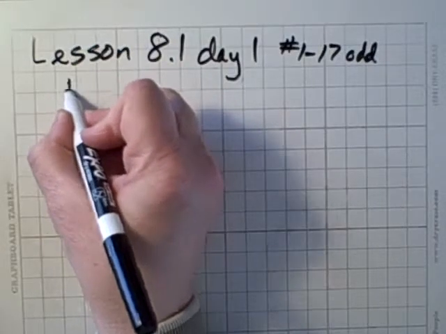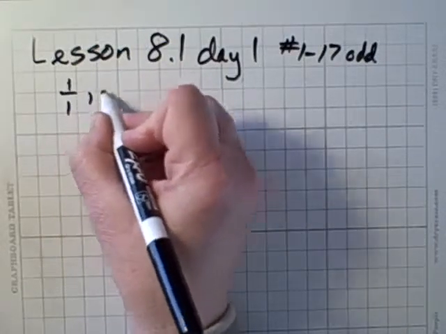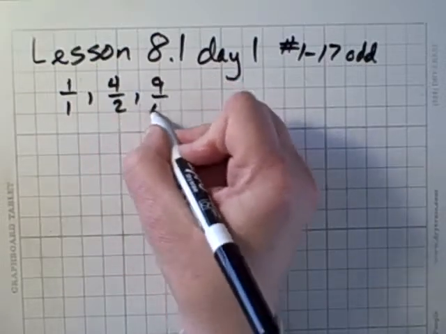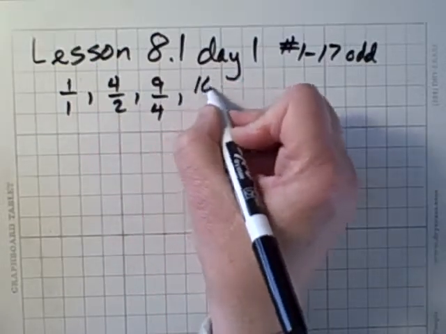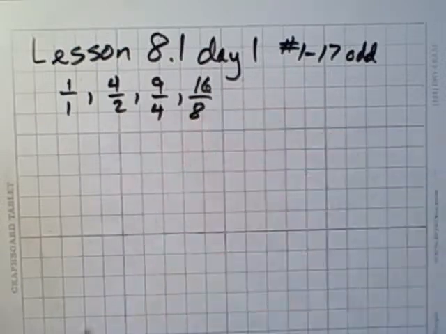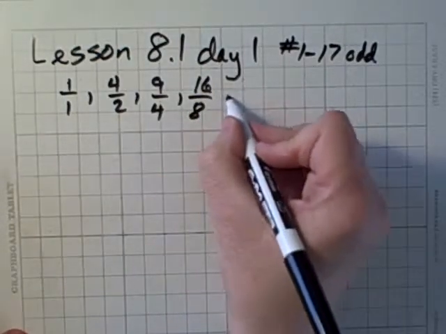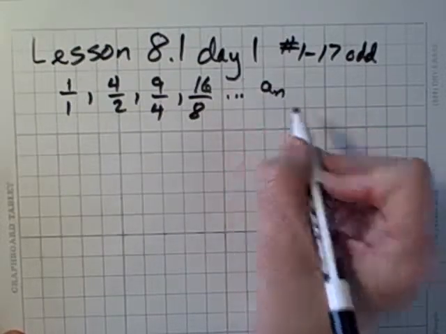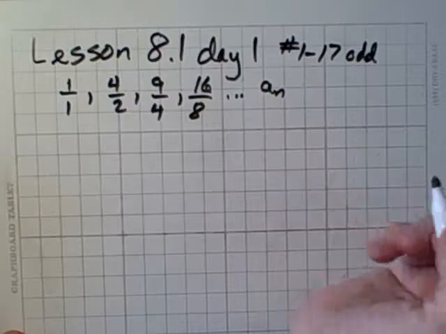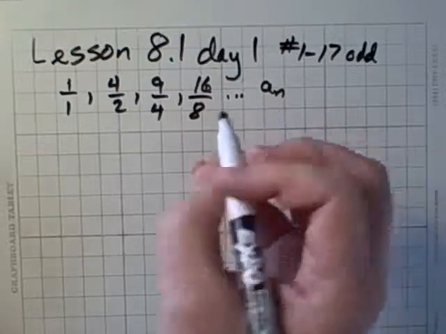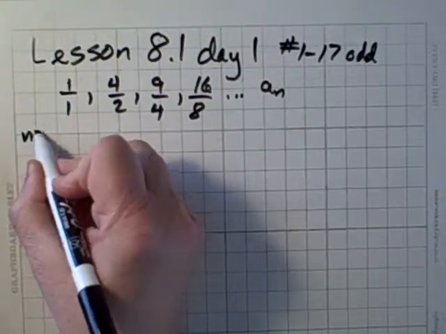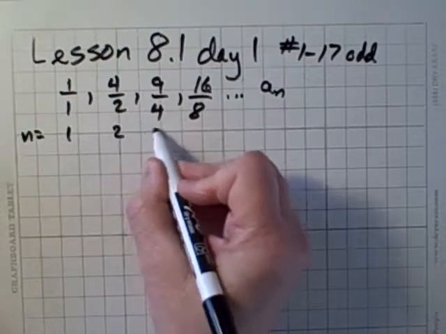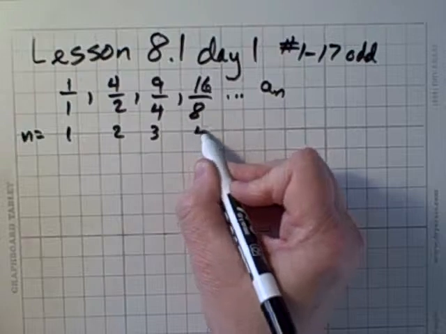The first example is the sequence 1 over 1, 4 over 2, 9 over 4, 16 over 8. So our goal here is to try to come up with a formula for the nth term. Can we find the pattern for it? It does help to compare it to the term number. So here n is 1, here n is 2, n is 3, n is 4.